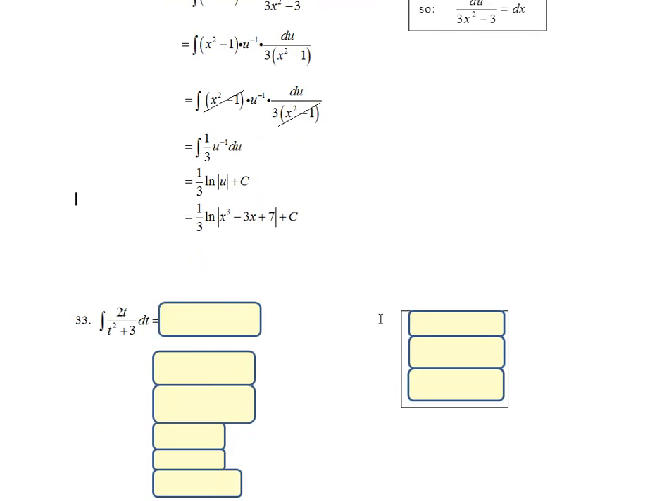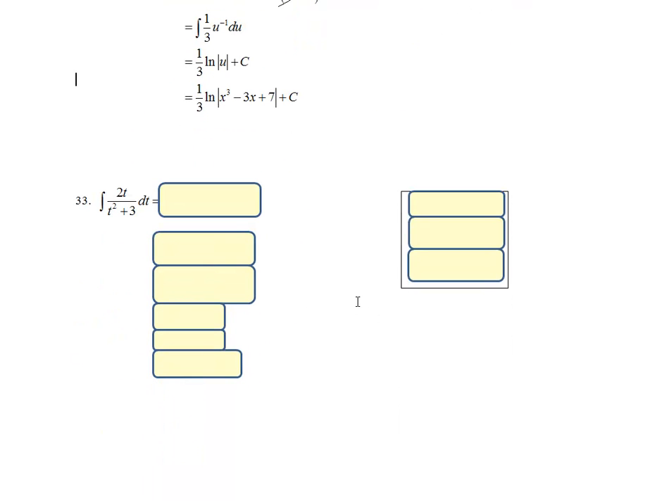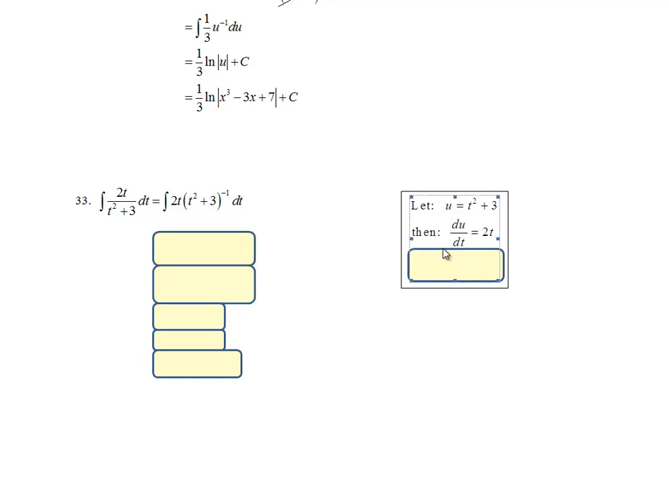Of course, I've got another problem that I want you to try. So pause me, and I'll get going on this. I'm going to move this to the numerator. Negative 1 exponent. This is going to be u. So u is equal to t squared plus 3. du over dt, they changed variables on us, is going to equal 2t. Solving for dt, I'm going to have du over 2t equals dt.